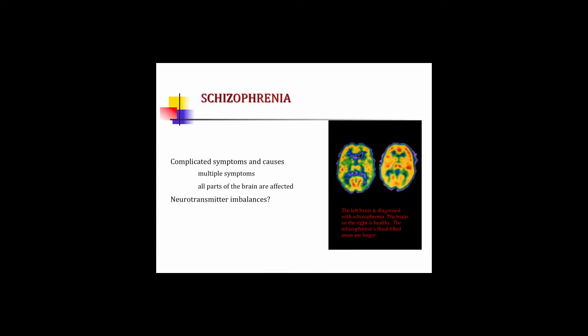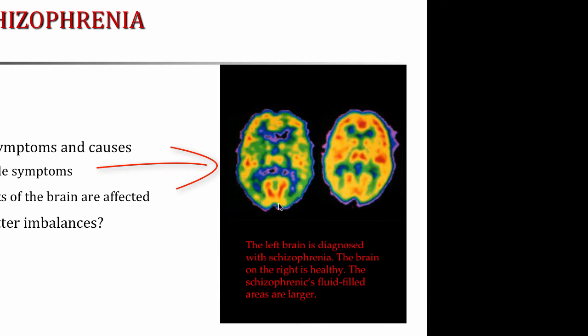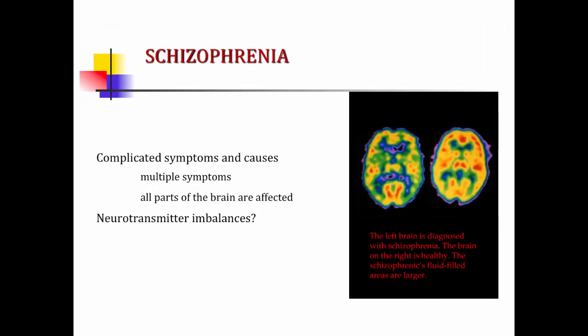It's a complicated illness. It has multiple symptoms. All portions of the brain are affected. The brain on the left has been diagnosed with schizophrenia, and the brain on the right is from a healthy person. The schizophrenic's fluid-filled areas are much larger than the healthy brain, and this leads to symptoms of schizophrenia. It's also thought that there may be an imbalance in the neurotransmitters produced in the brain.